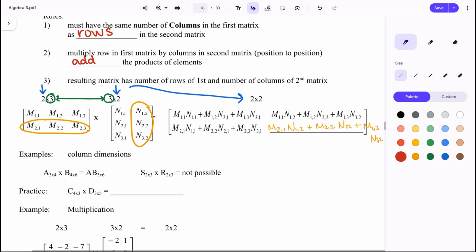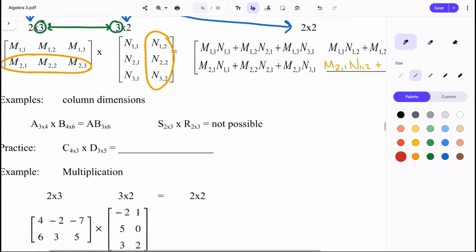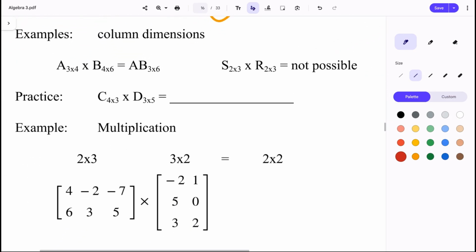So a couple of examples here. If I have matrix A, which is a 3 by 4, and matrix B, which is a 4 by 6, I'm just checking that this 4 and this 4 are the same, which they are. So that tells you that you are able to multiply, and your new dimensions would come from those first outer numbers, the 3 and the 6. So when I multiply matrix A and B together, my new dimensions would be 3 by 6.